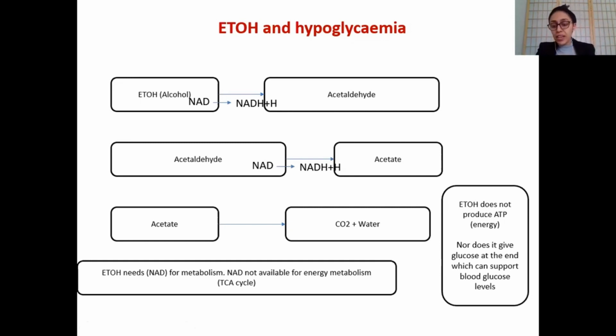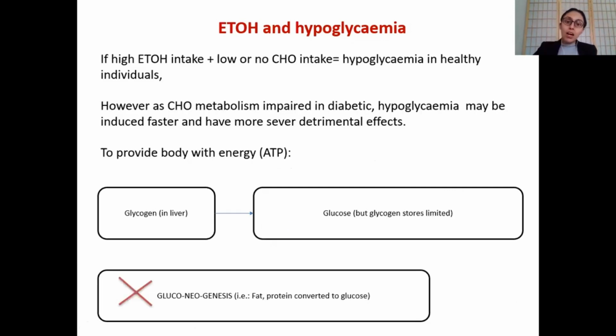So I hope this is very clear. What happens when you have high alcohol intake and very limited or no food intake, just binge drinking? This can result in hypoglycemia. Of course, this is the same thing that will happen in a healthy individual. But remember, in a diabetic individual, the underlying carbohydrate metabolism is already impaired, so the effects of hypoglycemia are much faster and much more detrimental.